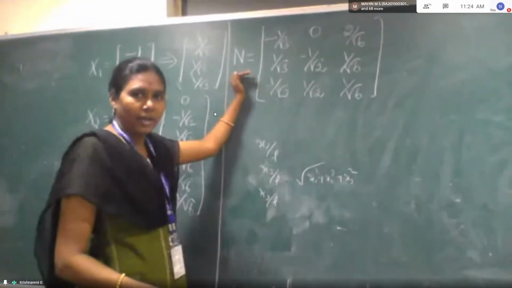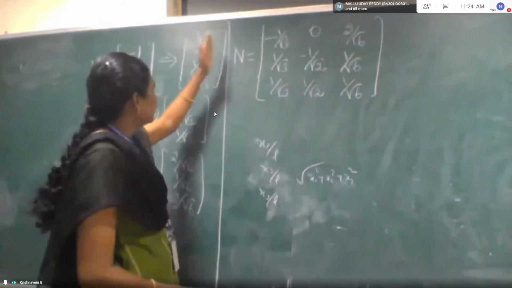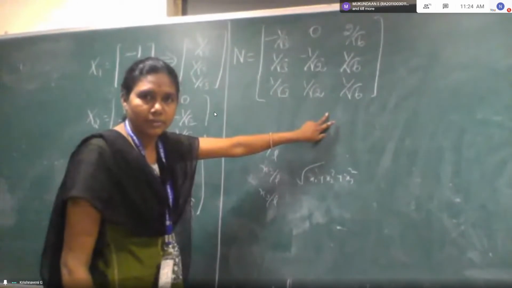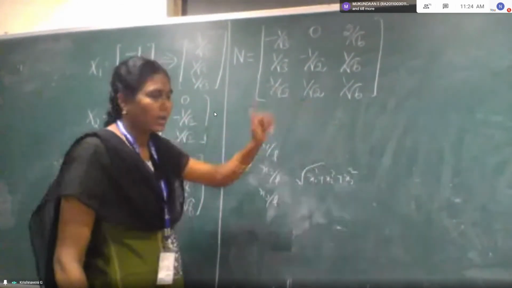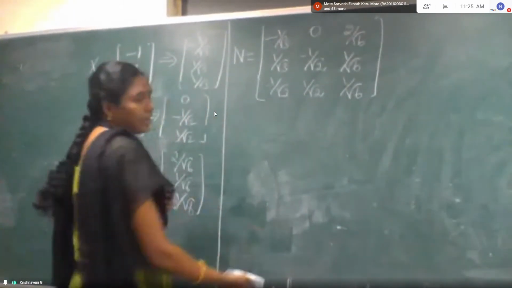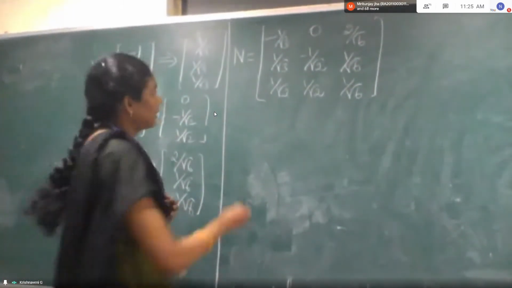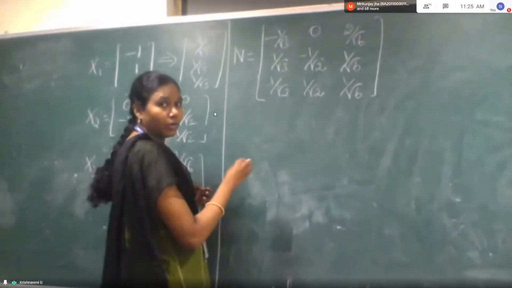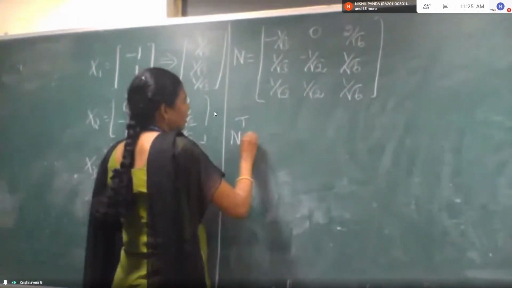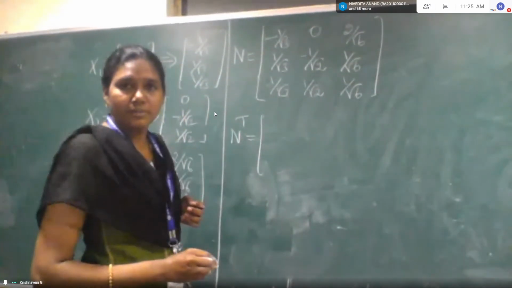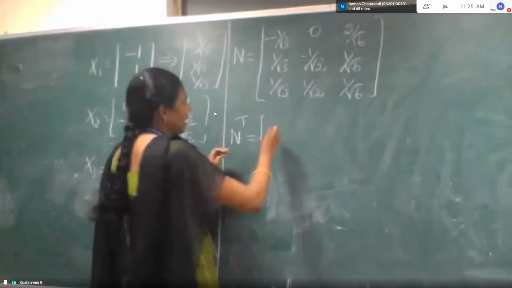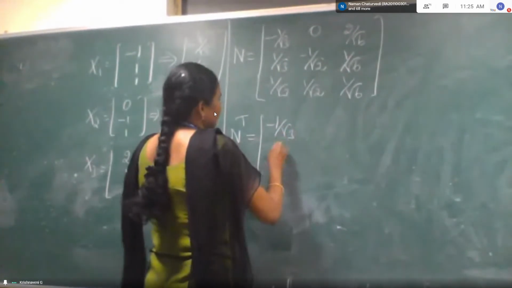And then again in matrix form we have to write, this is our first column, second column, third column. Understood? Now what is the next step? What do we have to do after writing the normalized matrix? N transpose. What does N transpose mean? Rows into columns. Yes, you just interchange rows and columns.